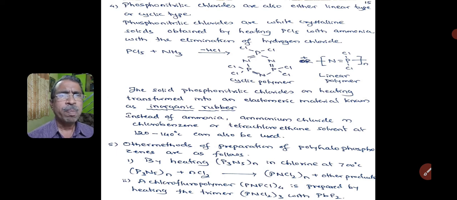Other methods of preparation of polyhalophosphazenes are as follows. The first method: by heating P3N5, that is (P3N5) n polymer, in chlorine at 700 degrees centigrade, we get phosphonitrile chlorides and other products. Another method: a chlorofluoropolymer, that is PnFCl4, a tetramer, is prepared by heating a trimer (NPCl2)3 with lead fluoride.